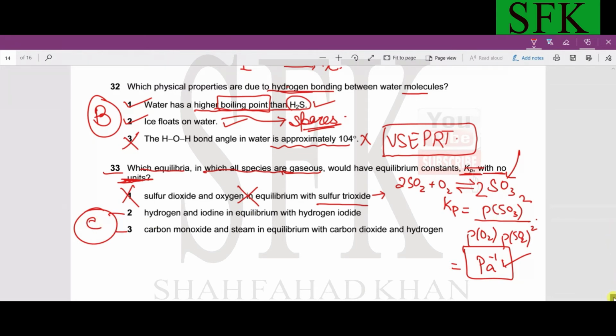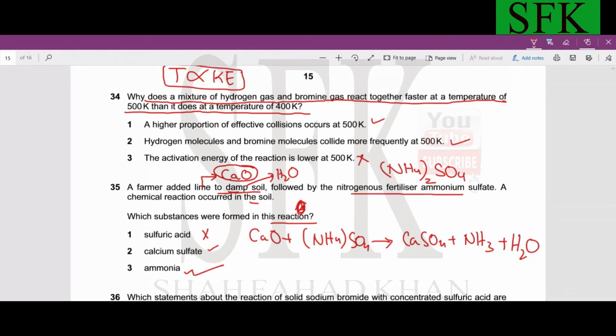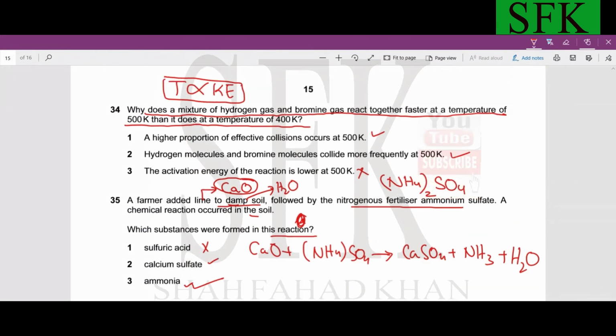Now let's move on to the next MCQ, 34. It asks why a mixture of hydrogen gas and bromine gas reacts together faster at a temperature of 500 Kelvin than at 400 Kelvin. By theory, we know that absolute temperature is proportional to the kinetic energy of the molecules. If we increase the temperature, more molecules will have energy greater than the activation energy and hence will collide more effectively. More frequent collisions will occur, so more product will be formed and the reaction will go faster.